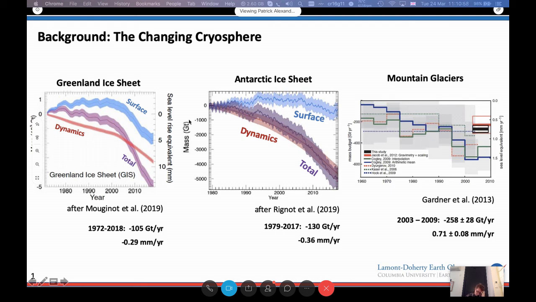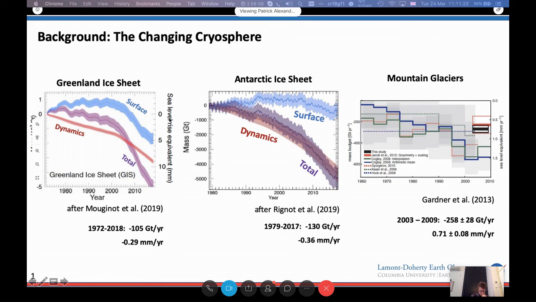And you can see that the mass changes are divided into components. So we have surface changes, and then we have ice dynamics changes. So there's melting happening at the surface of glaciers and ice sheets. And there's also ice flow into the ocean, and that's also speeding up. So that's the dynamics part.